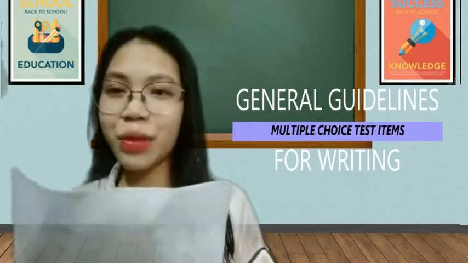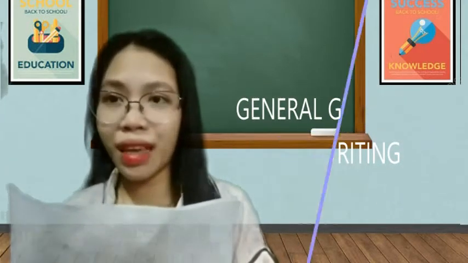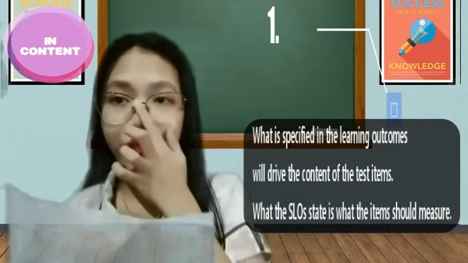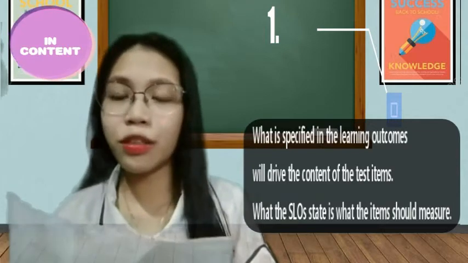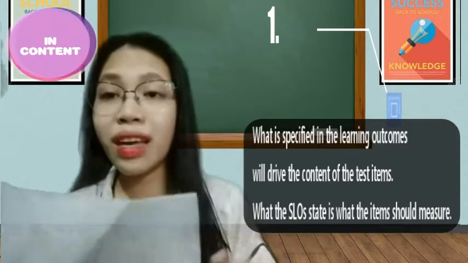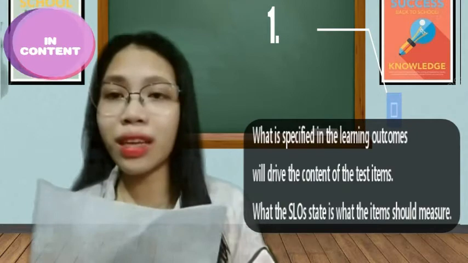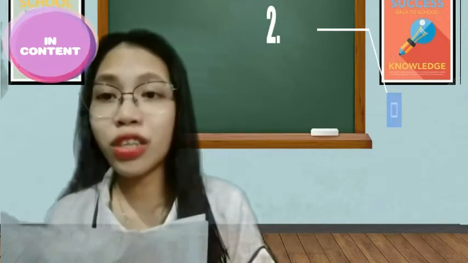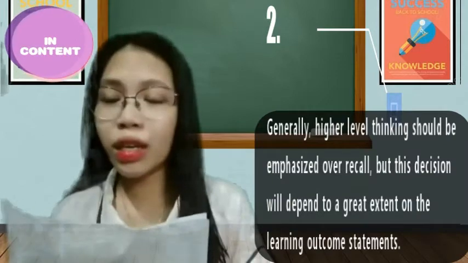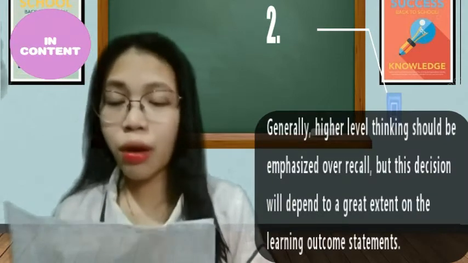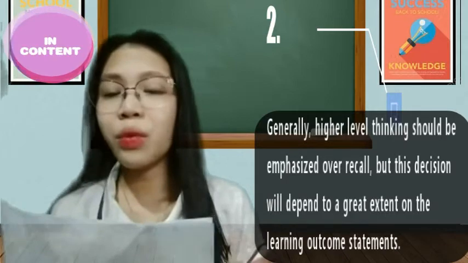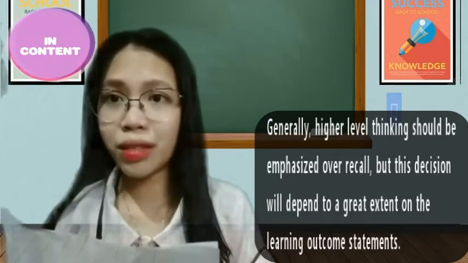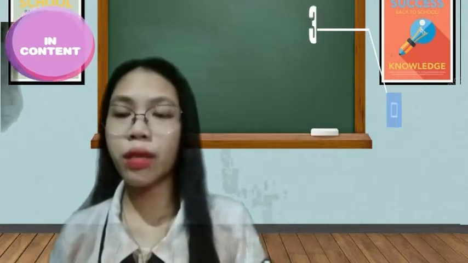Guidelines for writing multiple choice item tests. Number 1. What is specified in the learning outcomes will drive the content of the test items. What the SLO states is what the items should measure. Number 2. Generally, higher level thinking should be emphasized over recall, but this decision will depend to a great extent on the learning outcome statements. Number 3.